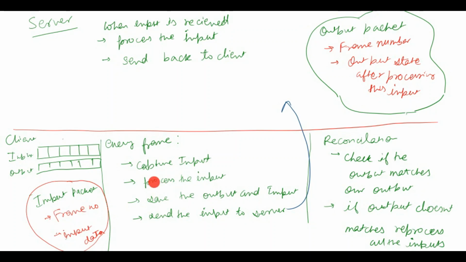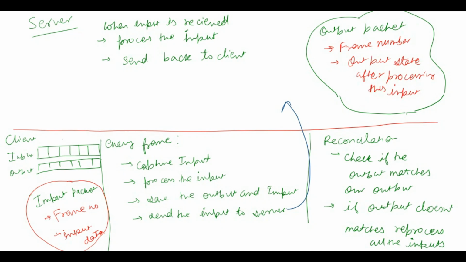Now the client has sent the input packet to the server, and the server processes the input and sends the data back to the client. What will the output packet look like? The output packet will look like this: it will contain the frame number, which input was processed, and the output state after processing this input.